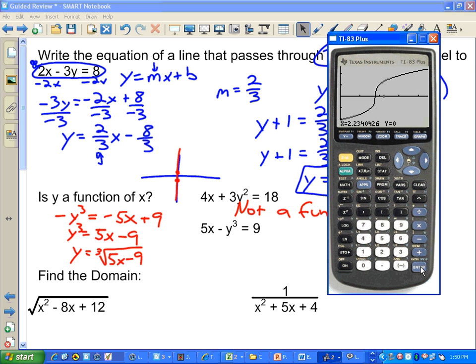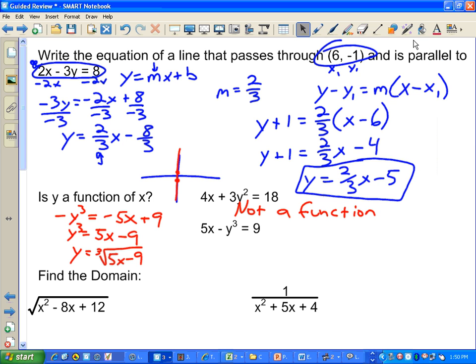Okay, we got that. Still looks like it's close, but if we just trace this, my y values, okay, I'm not getting the same y value out. I could zoom in more and do the same thing, but it's passing the vertical line test. So this one is a function. Yes, it's a function.